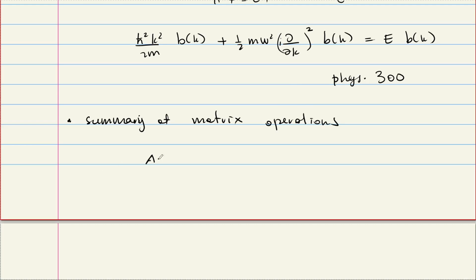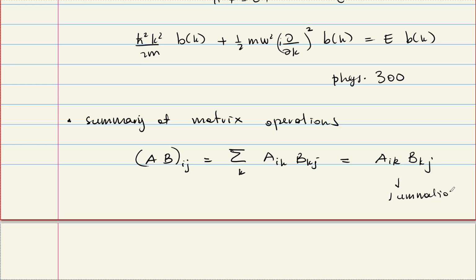For example, we can have two matrices A and B, right? A times B is a matrix, and I can look at the i, jth element of this matrix. And what we write is the sum over k of A i k B k j. And if you use the summation convention, where repeated indices are summed over, we can write this as A i k B k j. So this is the summation convention.